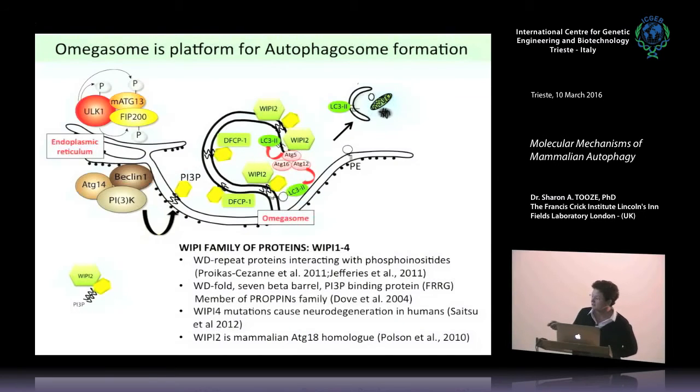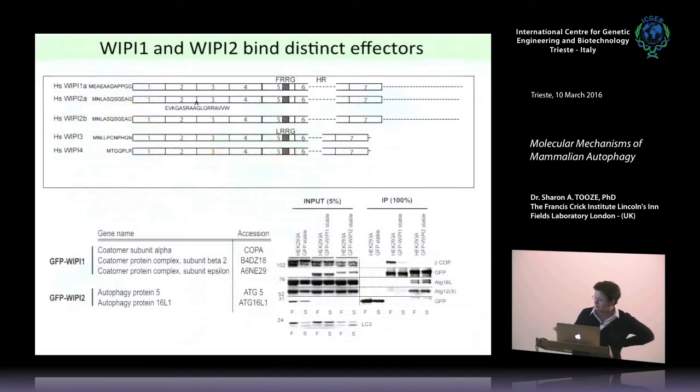WIPI2 we're interested in because it was the mammalian homologue of the ATG18 protein, which was the autophagy gene discovered in yeast. Because there were four proteins, we started looking at WIPI1 and WIPI2, as these were the ones most likely to be the ATG18 homologues. The first experiment we did was a mass spec pull-down with the two proteins tagged with GFP, and look at the interactors.